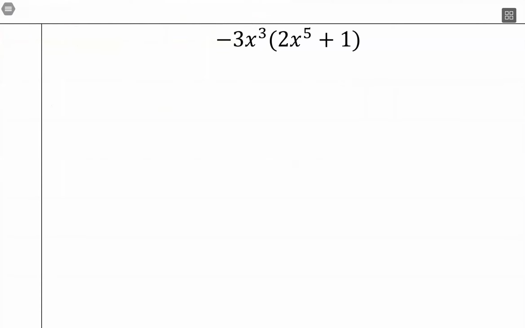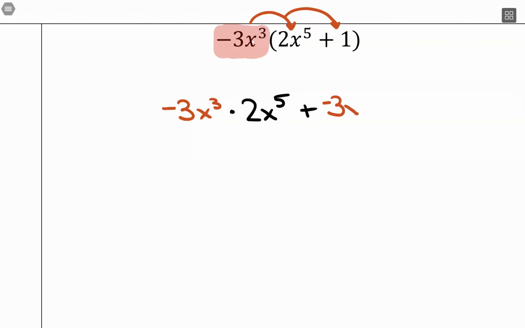Same thing in this case, we're just going to have a negative go along with it, but all of this out front is going to distribute in. So we're going to have this negative 3x cubed, and that's going to multiply with the 2x to the 5th, and then plus that negative 3x cubed times a positive 1. So negative 3 times 2 is a negative 6. With our exponent rule, so x times x, we would add the exponents together, so 3 plus 5, so this is going to be x to the 8th power. Negative 3 times 1 is negative 3, and then just x cubed.